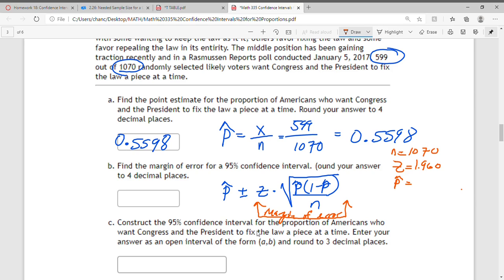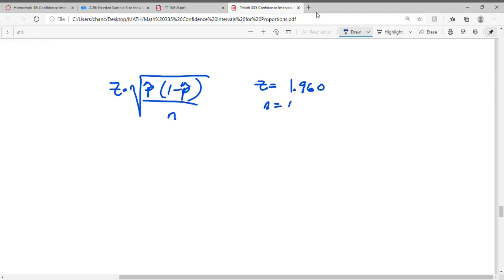And we know that the sample size is 1070. Well, p hat is given in the previous problem. P hat is 0.5598. So we have everything that we need. Let's plug in everything into the formula. Z times the square root of p hat times the quantity 1 minus p hat over n. Recall Z was equal to 1.960. N was equal to 1070. And p hat is equivalent to 0.5598.